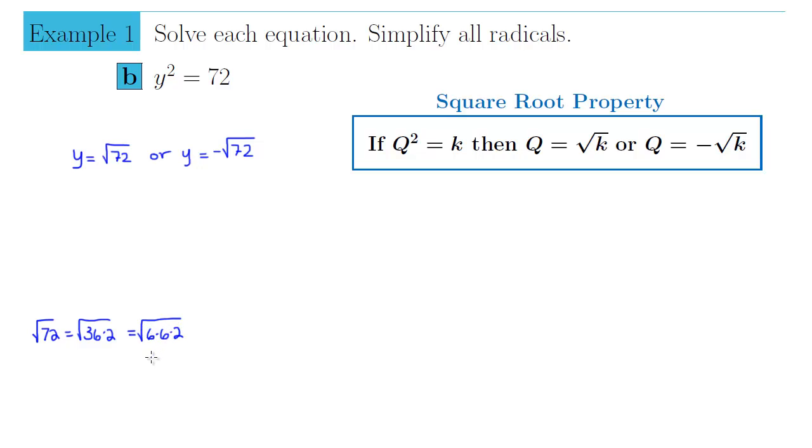It's 6 times 6. Because 6 times 6 is repeated twice, or the square root of 36 is just 6, we can pull out that factor 6. And therefore, the square root of 72 is simply 6 times the square root of 2. That means that y is 6 times the square root of 2, or y is negative 6 times the square root of 2. Let me show you that notation that some books will use.